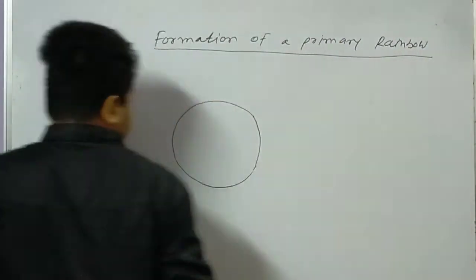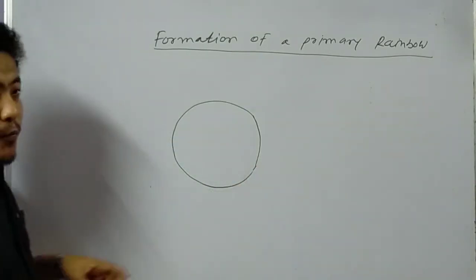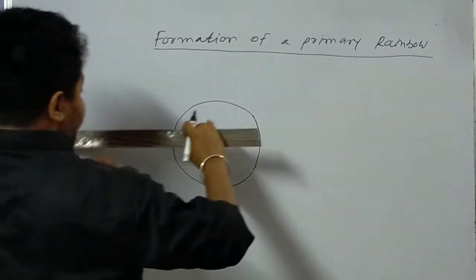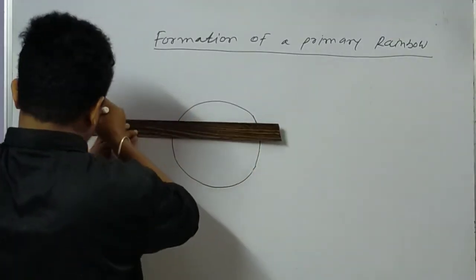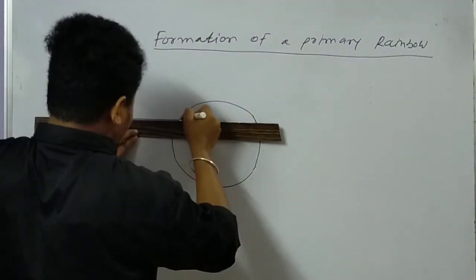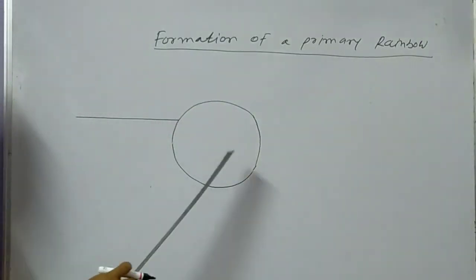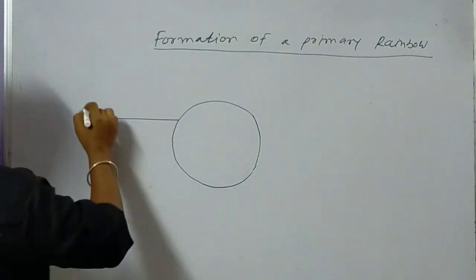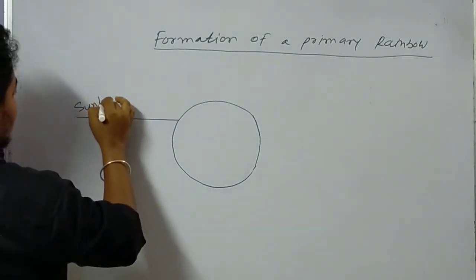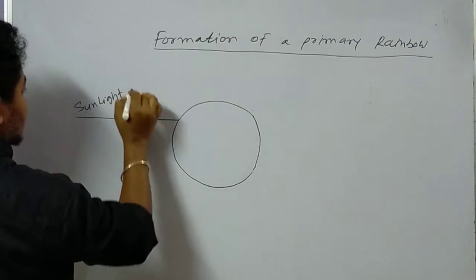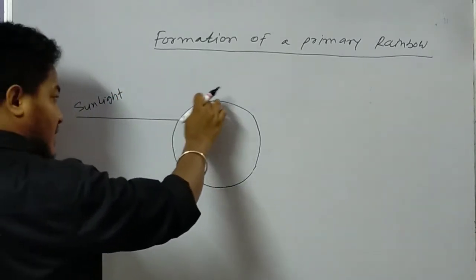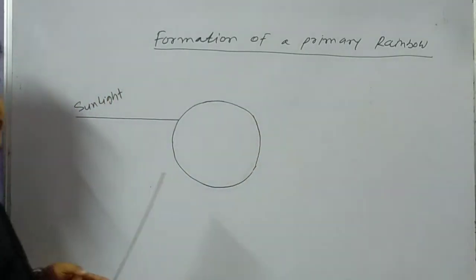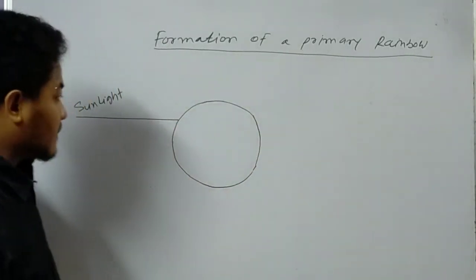Now if I consider this is the rainwater droplet, and a ray of light has been incident on it, this is the ray of light that has been incident on this particular raindrop. Suppose you can say this is sunlight, and sunlight has been incident on this rainwater droplet. This is your water droplet, you can write down.